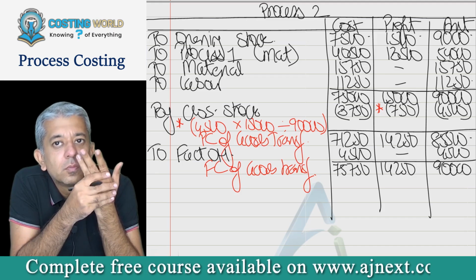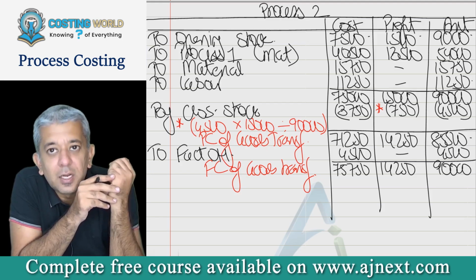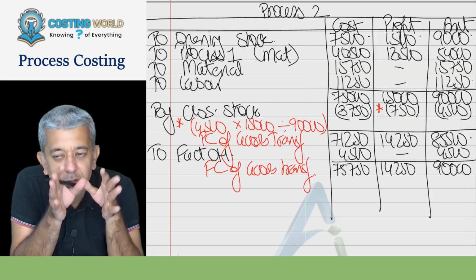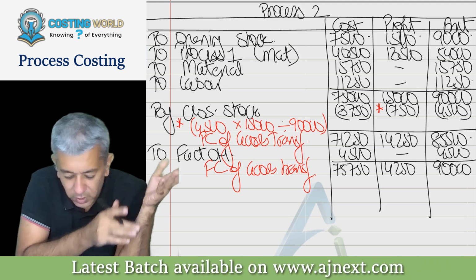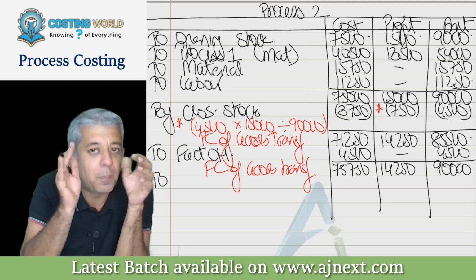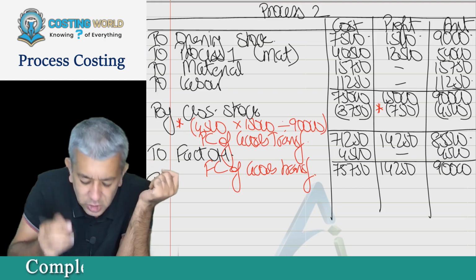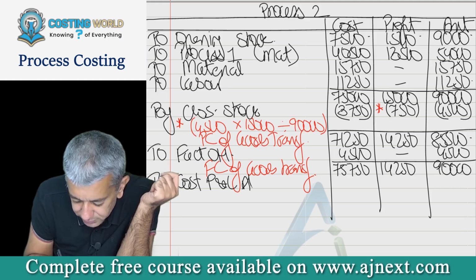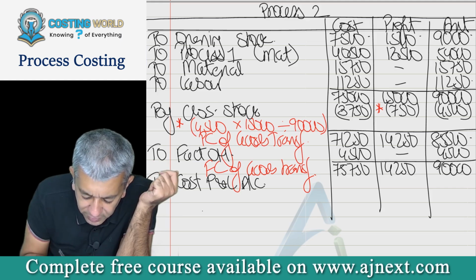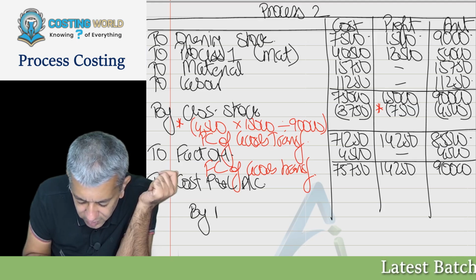Now, time for process 2 to transfer the goods to, speak the next word. Process 3. My uncle doesn't have process 3 in this question. Speak the correct word, please. Finished goods. Okay, so let's transfer to finished goods. But whenever P2 transfers to finished goods, it will charge its profit also. So therefore, to costing P&L account. Leave one line. This will give you by finished goods.